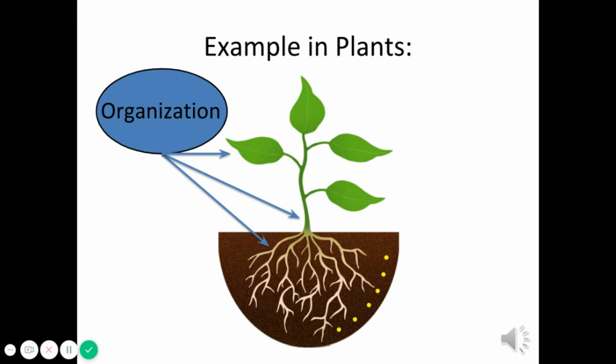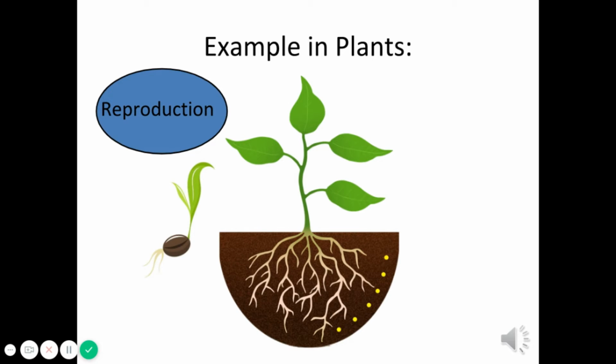So let's start with organization. Remember, organization said that multicellular organisms have different cells for specific jobs. So for example, in the plant, there's certain cells in the roots that help pull in water and nutrients from the soil. There's certain cells in the stem that help support the plant and make it grow up tall. And then there's certain cells in the leaves that help it gather light and to make food.